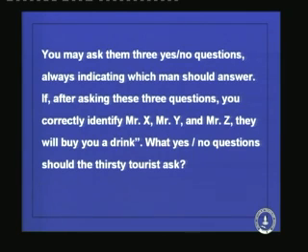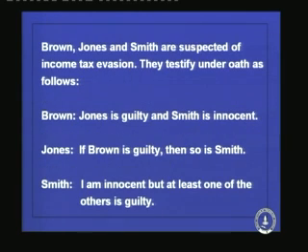I shall lead you to another problem, a similar problem. Brown, Jones and Smith are suspected of income tax evasion. They testify under oath as follows. Brown says, Jones is guilty and Smith is innocent. Jones says, if Brown is guilty, then so is Smith. Smith says, I am innocent, but at least one of the others is guilty.